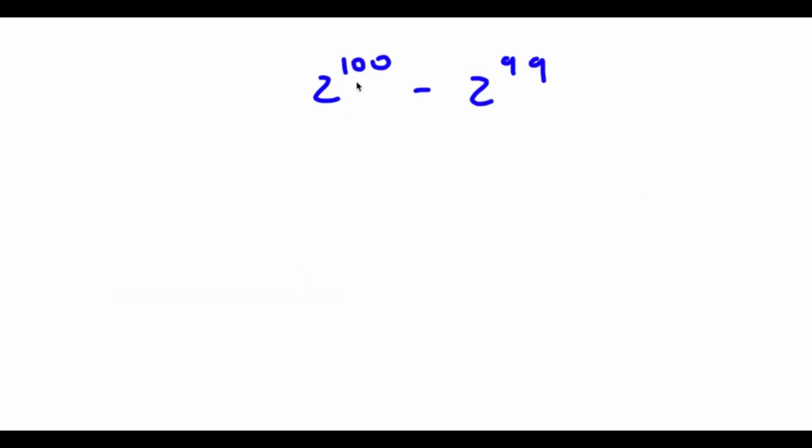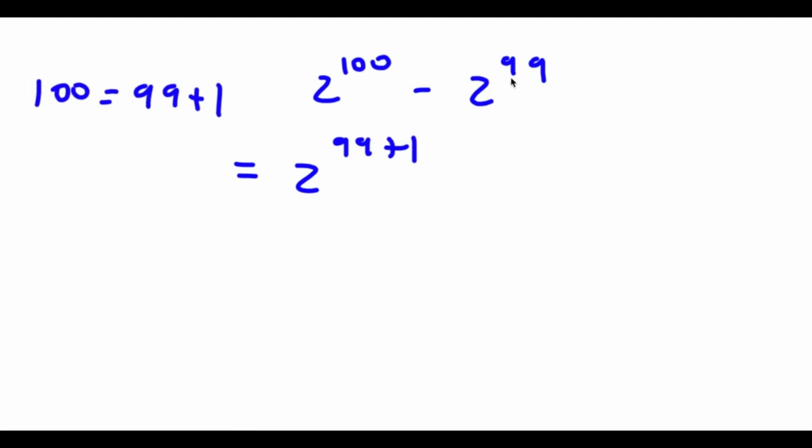All right, so I have 2 to the power of 100 minus 2 to the power of 99. Now, 2 to the power of 100 is the same thing as 2 to the power of 99 plus 1, because 100 is equal to 99 plus 1. So I have 2 to the power of 99 plus 1 minus 2 to the power of 99.